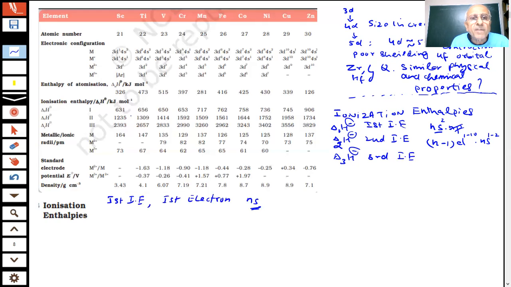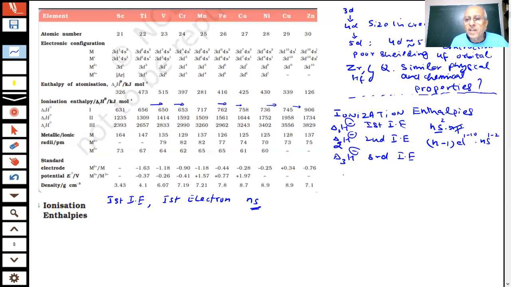So let us see the values. Here the values are 631, 656, and you see almost the same, 7 1 0 and so on, increasing, almost equal. There is some trend as you go across the series. You can see there's an increase in general. We are expecting an increase with decrease in size.